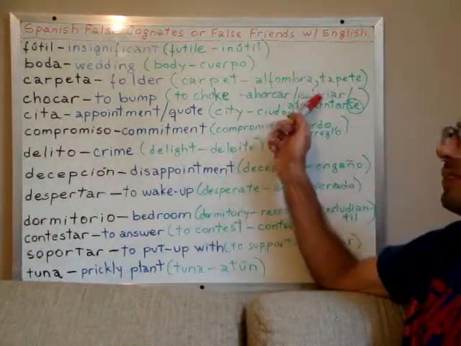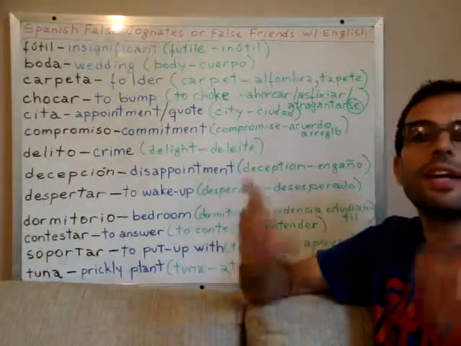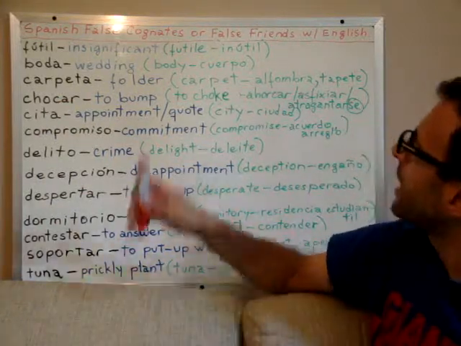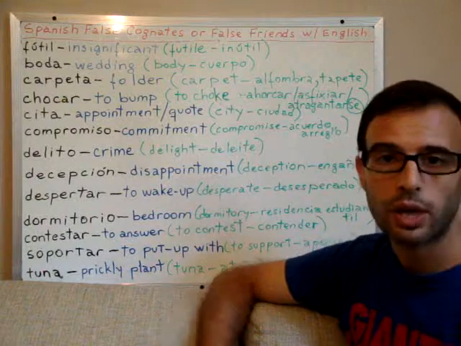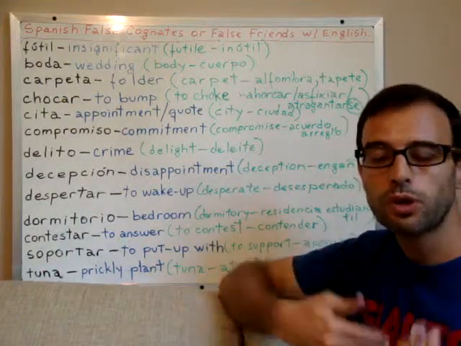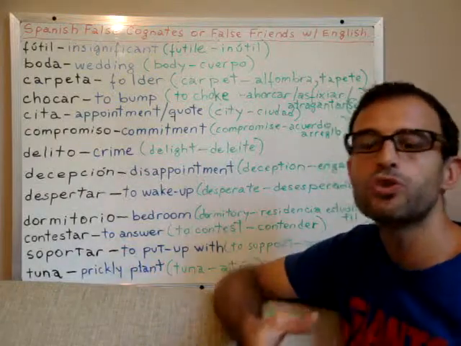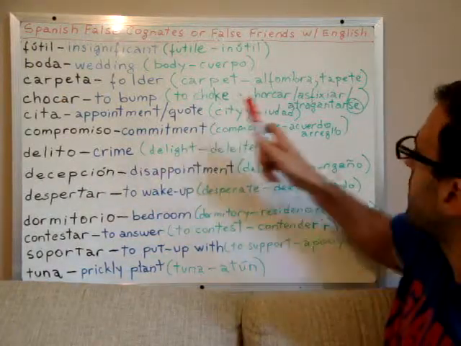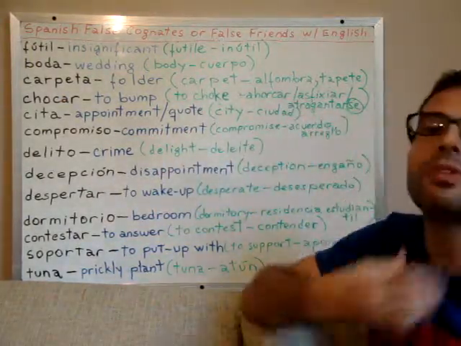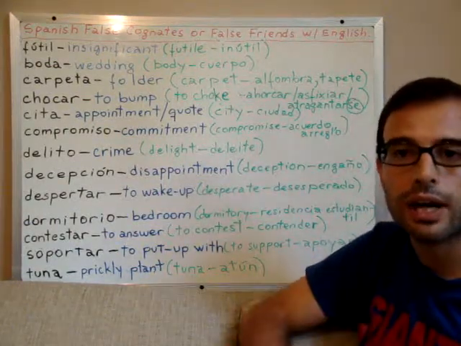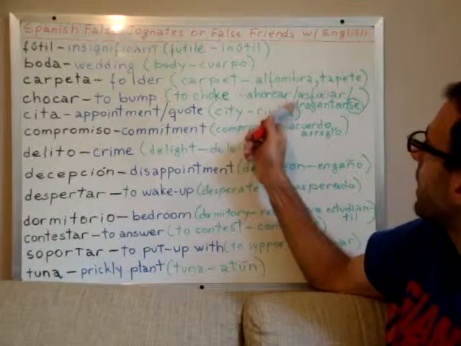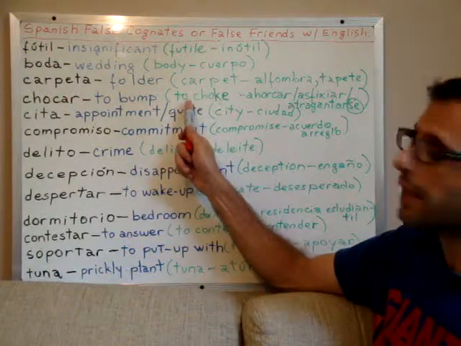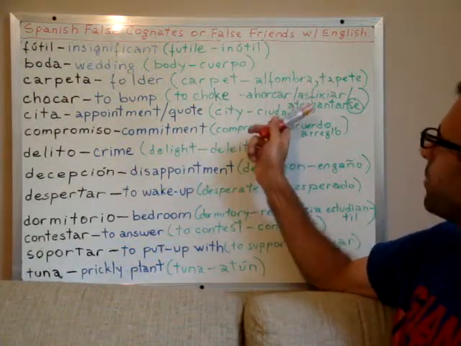Somebody is asfixiándose because he cannot get air. For example, somebody in a crisis of asthma, okay? And when we say to choke, because we ate something, we are choking with some food, right? Or with something we ate, okay? There we translate it as atragantarse, okay? Something that got in our larynx, okay? And we are atragantándonos. So to choke can be ahorcar or asfixiar or atragantarse.